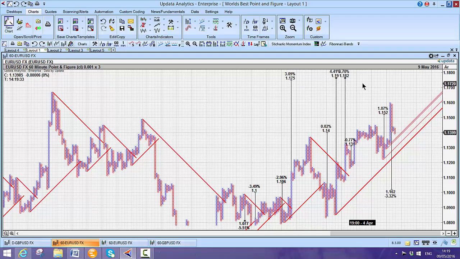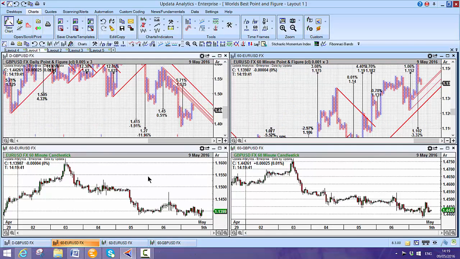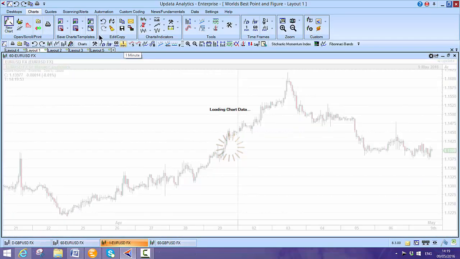Again, features that have been requested by users over years and years of using the point and figure capability in Updata. And so if we take a look at some of the other things that you can do, if we just take a chart here, we can go right down to 1 minute. The 1 minute chart will take a bit of time to load. There's a lot of data, especially with forex, and we can actually start to look at how the market's moving in real time. It's loading this chart data while we do that.